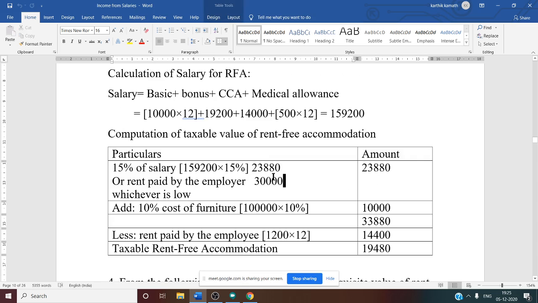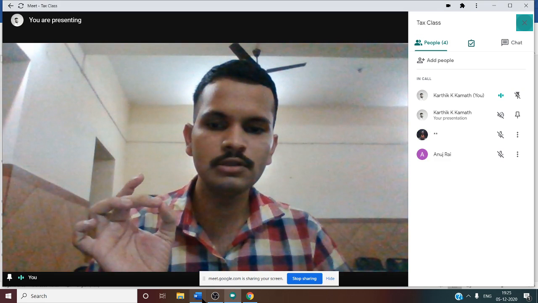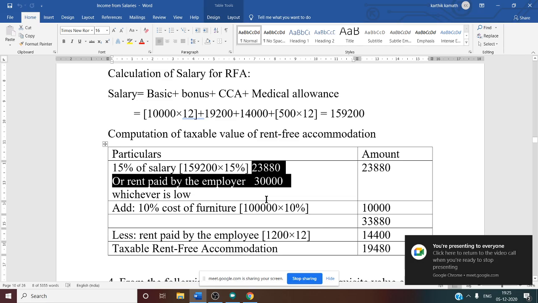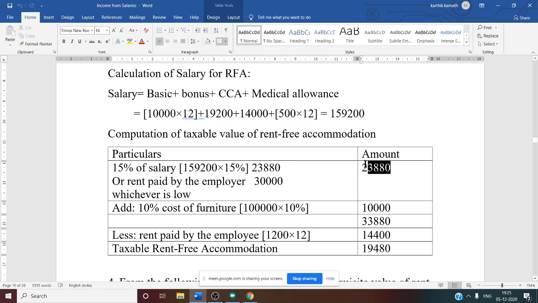So among these two, which is low? Can you tell me now? Among these two, which is low? 15% of salary is low. So that is why the lower answer you have to write in the outer column. That is 23,880, the minimum. That is why that should be taken as the value of perquisite, 23,880, written in the outer column.